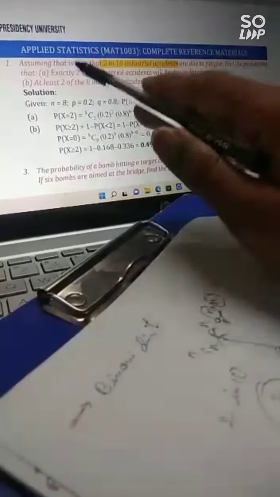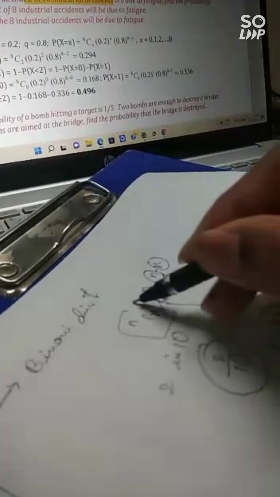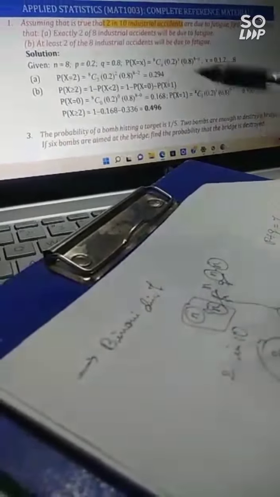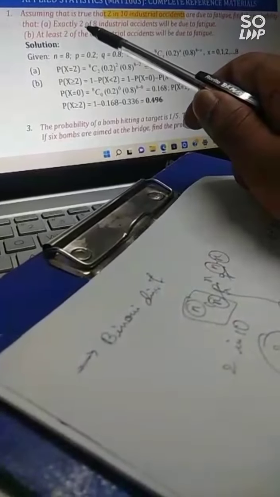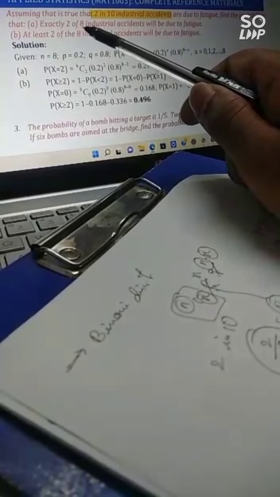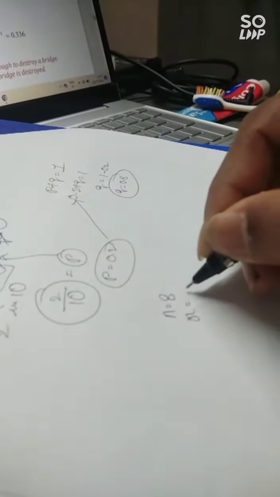Exactly 2 of 8 industrial accidents, right? One more trick I am going to tell you is, remember, anytime here in nCx, n must be greater than x. So in the question you are finding two numbers, exactly 2 of 8. Out of these two numbers, the highest number, which has the greater value, is 8, and the smallest value is 2. So here n will become 8 and x will become 2.